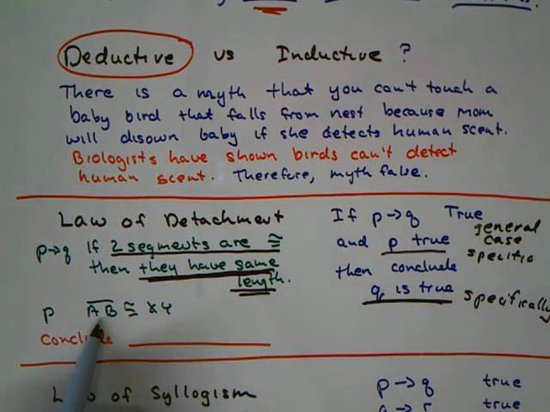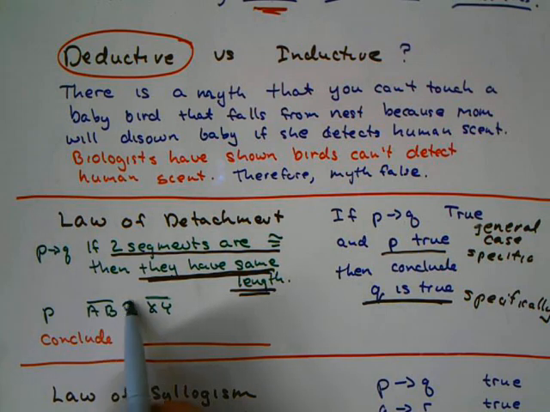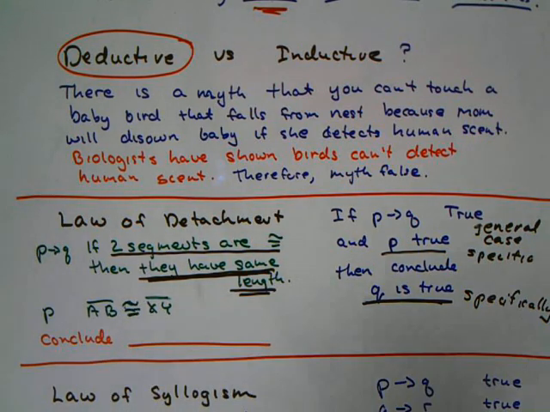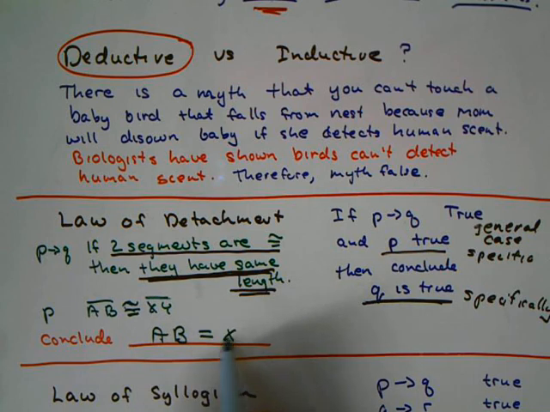Now, that's a general case, so now I'm going to specifically say, guess what? Segment AB is congruent to segment XY. So what can we conclude? Well, we know that if they're congruent, they have to have the same length. So we can conclude that AB, the length from A to B, equals the length from X to Y.